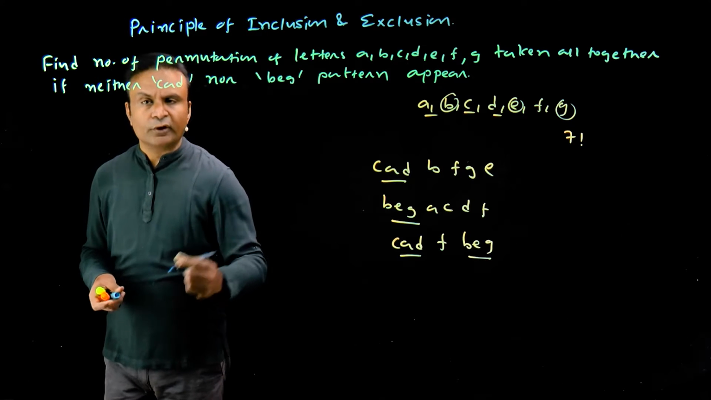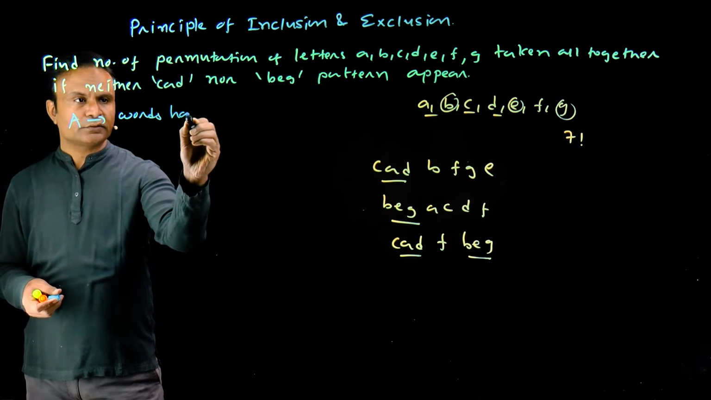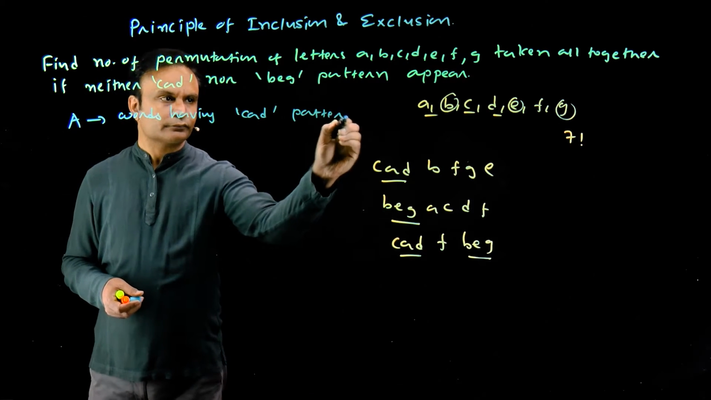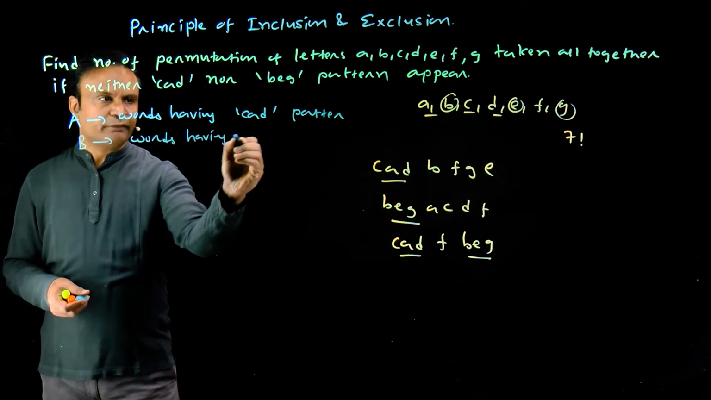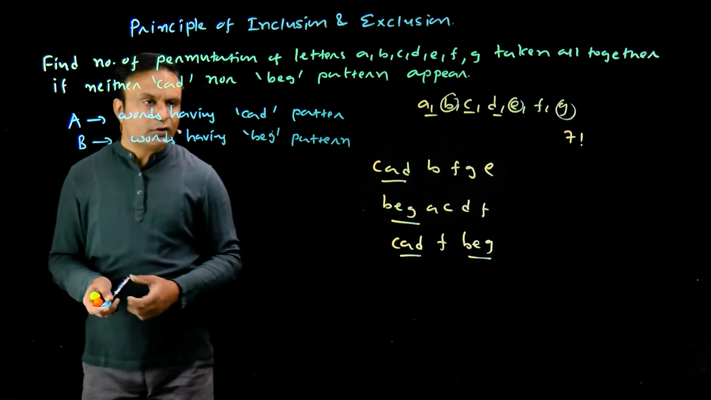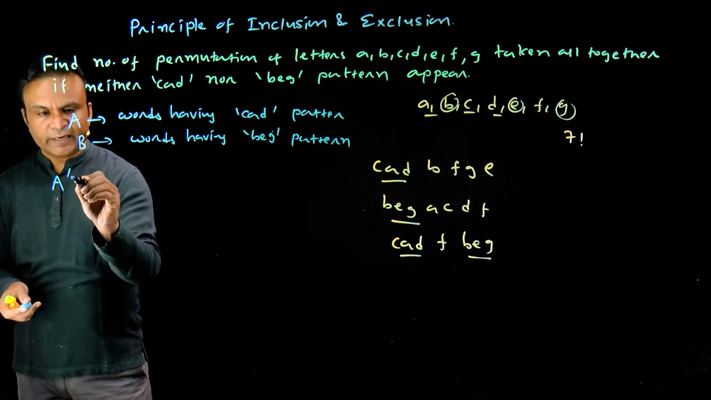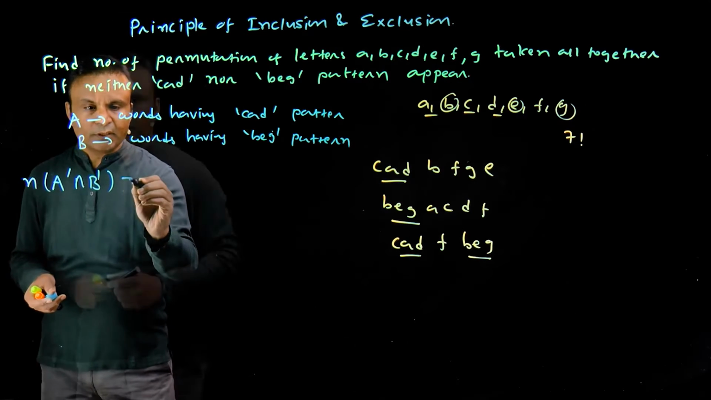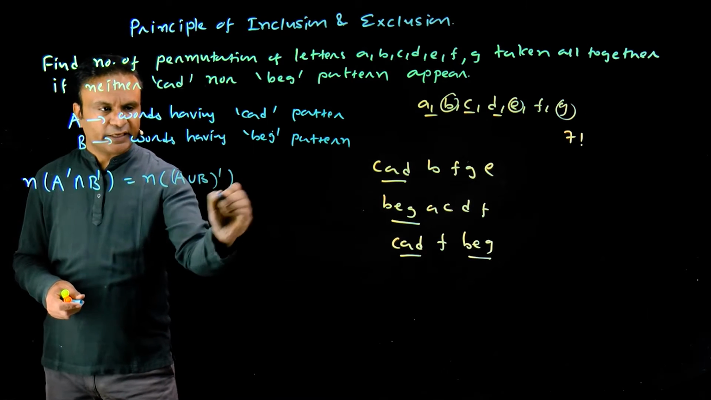Now suppose I want to formulate this, so I will take a set A. A is a set of words having CAD pattern. B is a set of words having bag pattern. Okay, now I want words in which none of this pattern occurs. That means I want this set A dash intersection B dash. I want number of elements in this set. Okay, now from set theory, this is equal to number of elements in A union B dash.